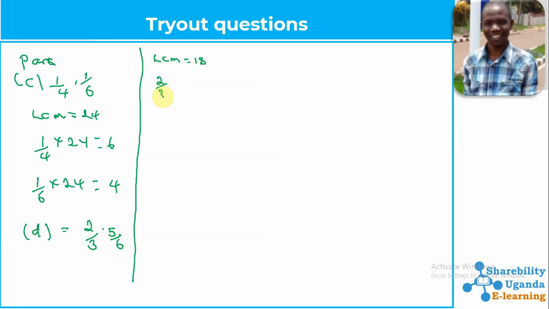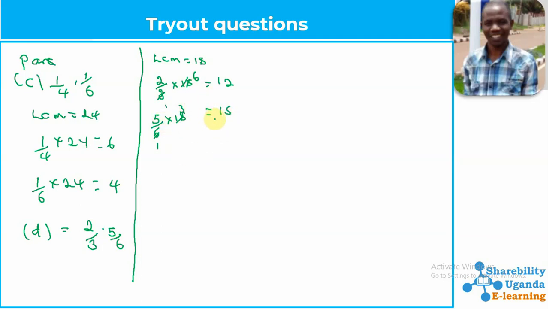Then we say our 2 out of 3 times 18. Then our 5 out of 6 times 18. So when you divide 18 by 3, you get 6. Is that right? 18 divided by 3, you get 6, because 3 times 6 we get 18. Okay? So now here we are going to get our answer as 12. 2 times 6, that is 12. Then by 6, 1, by 6, 3. Then here we are going to get our 15, because 5 times 3 is 15.